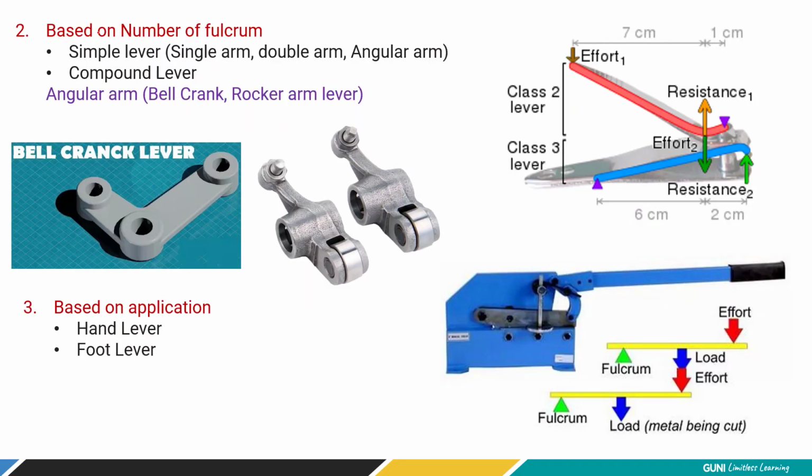Now let's talk about another classification, which is based on the number of fulcrums. How many fulcrums are you using? In the case of a simple lever, you have single arm, double arm, and angle arm. These are the classifications. And second is compound levers. Now in a simple lever, we have only one fulcrum or maybe more than that.